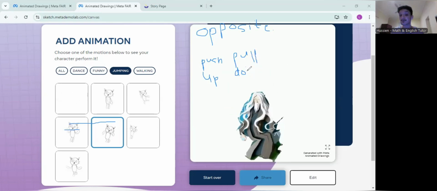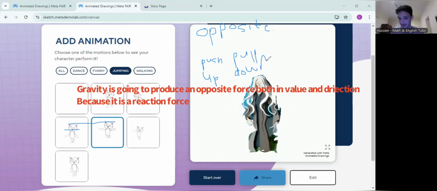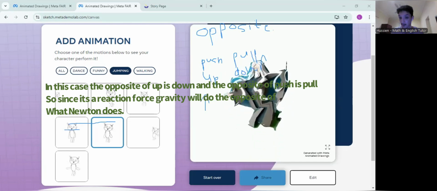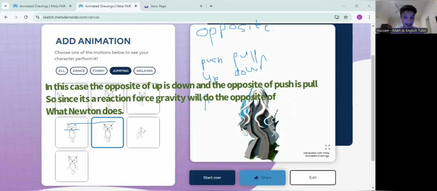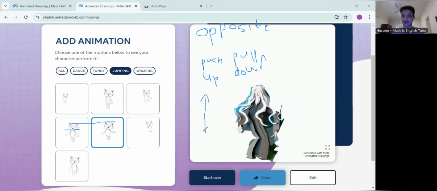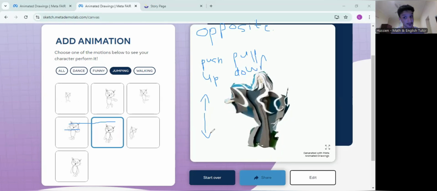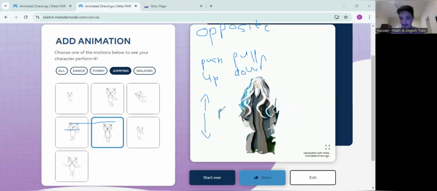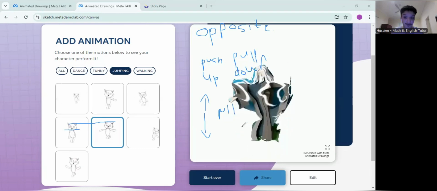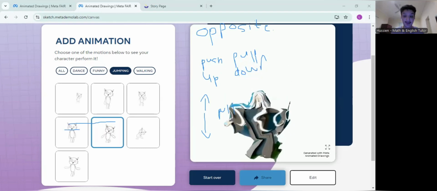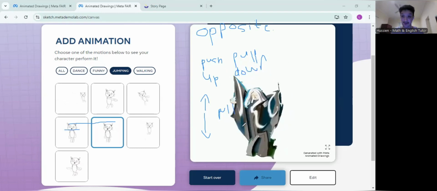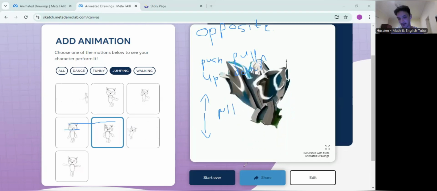So Newton's third law says that's what gravity's doing here. Okay, the action force, the force that's going up or pushing Newton up is his jumping force. That's the action. The reaction force is going to do the complete opposite. In this case, gravity is going to do the complete opposite. It's going to pull him and it's going to be down. And that's what Newton's third law says. It says that gravity will always produce a force that is opposite to the action that Newton does. In this case, it's going to pull him down, right?